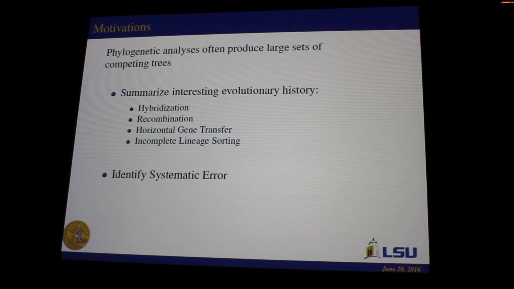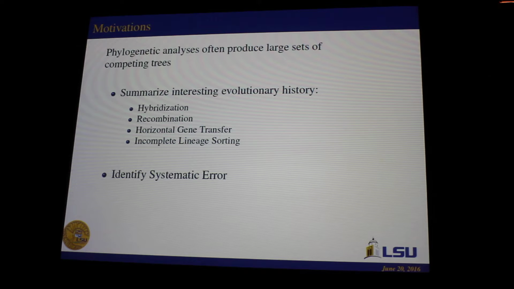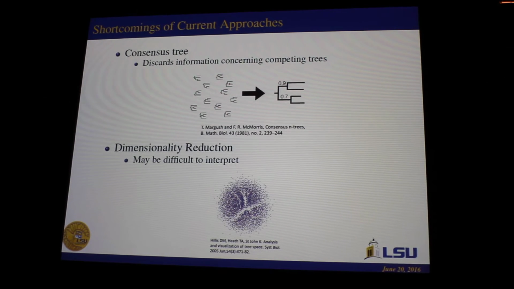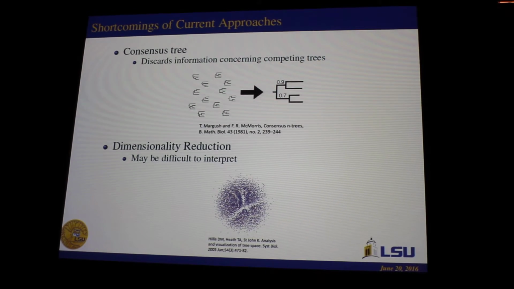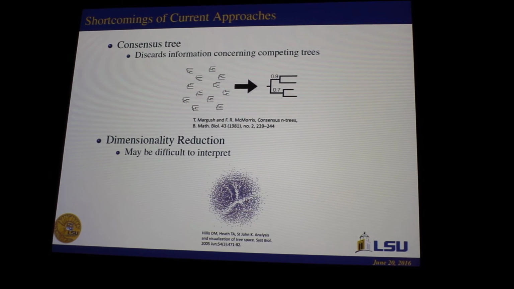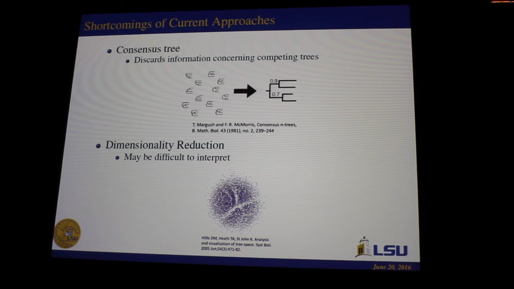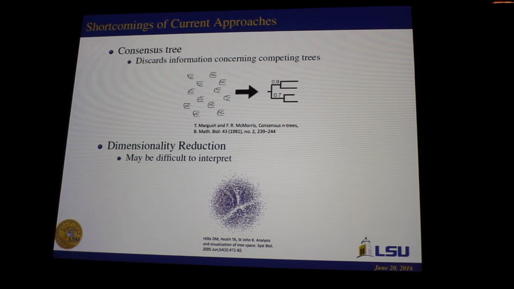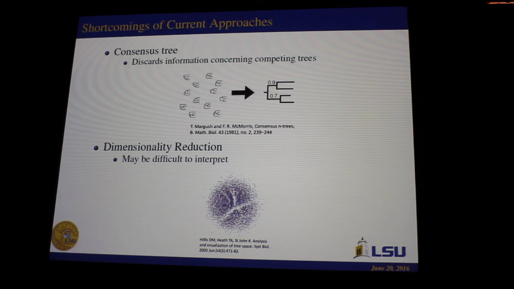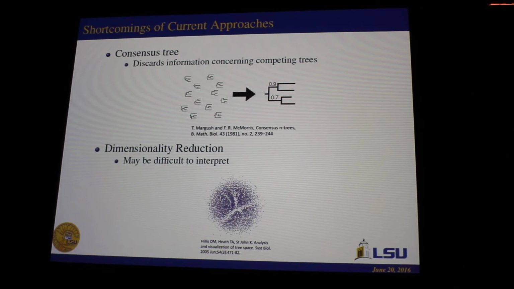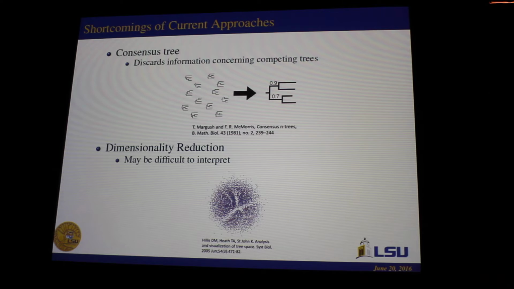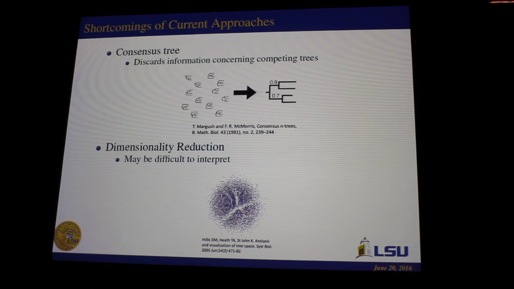And also we are interested in identifying those systematic errors during the analytical process. But the currently existing methods have some shortcomings. One approach, for example, calculating a consensus tree, is often used to summarize the tree conflicts. However, it potentially discards information concerning competing trees.